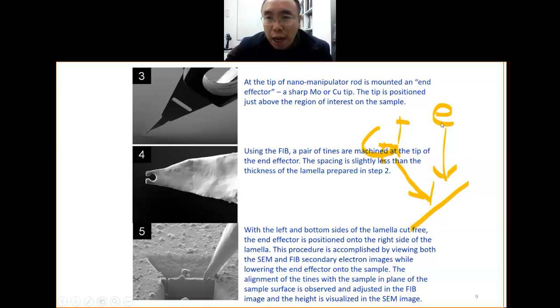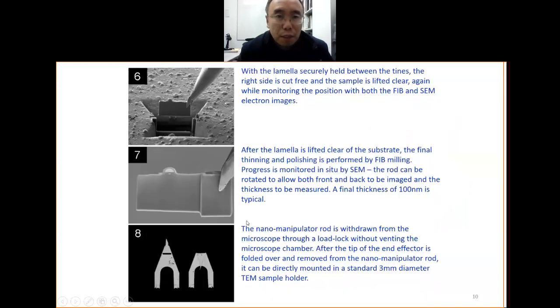The ion microscope can tell you the height. This image is the ion image. This image is the electron image you see from the side. So when you lower it, you use this to see that you lower slowly. For this active plane on the sample surface, you use the ion beam. So we have two kinds of images that you can use to locate. You can clip onto the sample, and then you cut away here, cut away here, then you take it out.